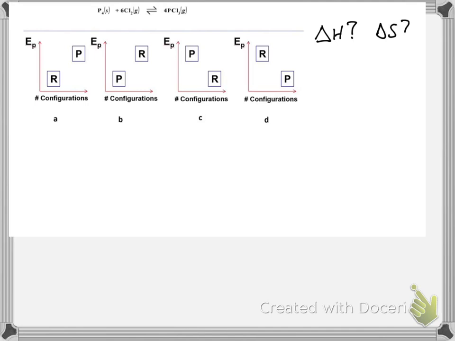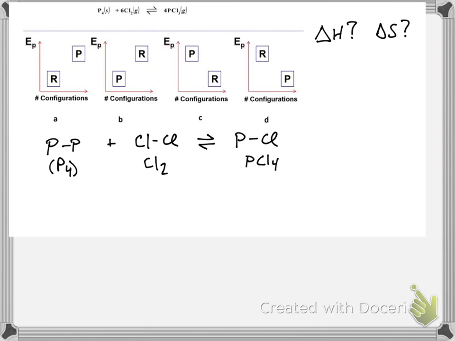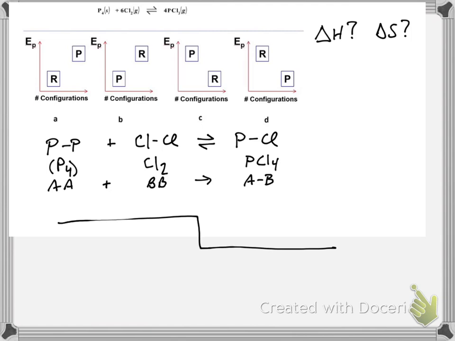So what we want to do is be able to assign delta H and delta S so that we can then assign the correct PEC diagram. The first thing we're doing in the context of energy is looking at the bond strength, and we do that by looking at the types of bonds in the reactants and products. When we look at the reactants, we see that we have two elements, phosphorus bonded to itself, chlorine bonded to itself, and in the products, the phosphorus bonded to chlorine. So we have AA bonds in the reactants, AB bonds in the products. Delta H would be assigned this way.